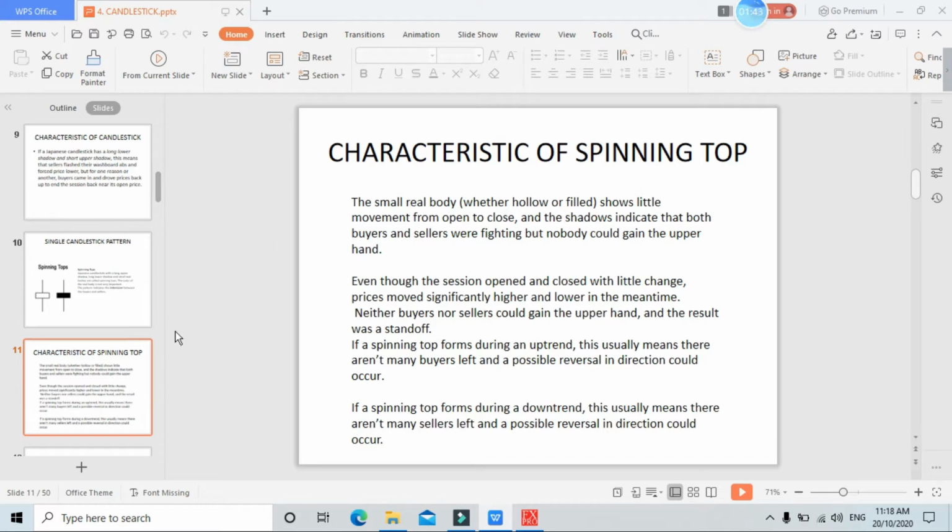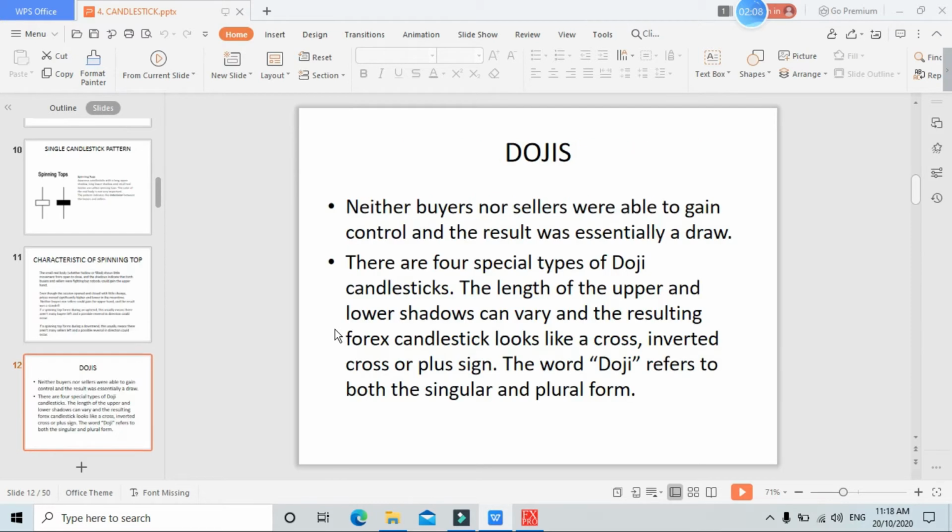So when you see the spinning top in an uptrend, you will know that there are few buyers left. If in a downtrend you see a spinning top, this usually means that there aren't many sellers left. If there aren't many sellers left, we had better not continue selling. This would be high risk.